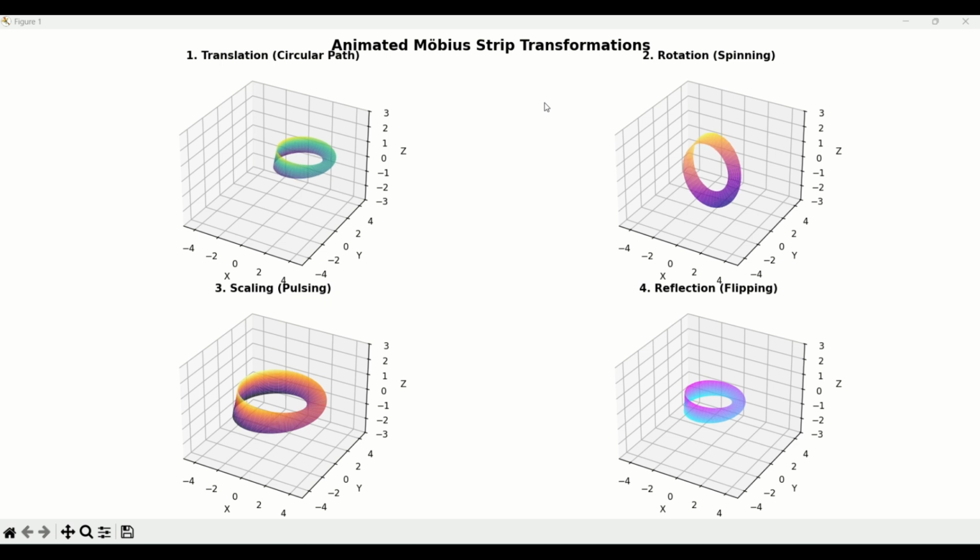Number 3, rotation. The rotation matrix MR is the most mathematically involved, using sines and cosines to rotate coordinates around the chosen axis. In the code, I defined a rotation of 60 degrees around the z-axis. This matrix redistributes the x and y coordinates based on the angles, which visually results in a strip spinning in the xy plane.